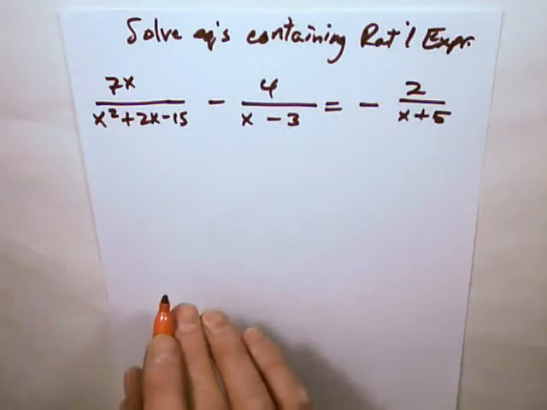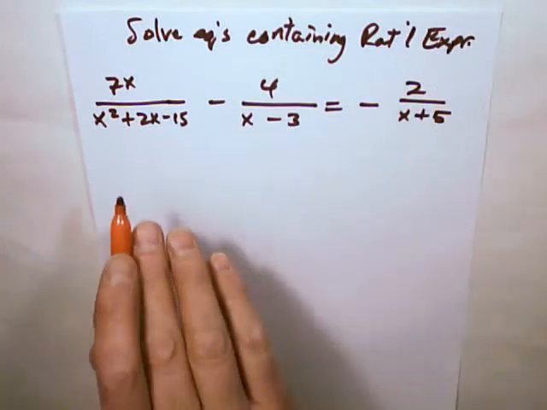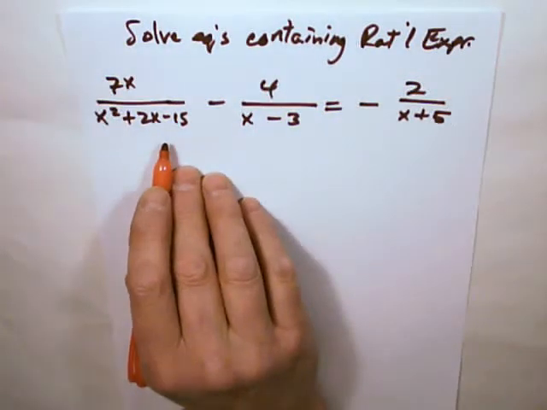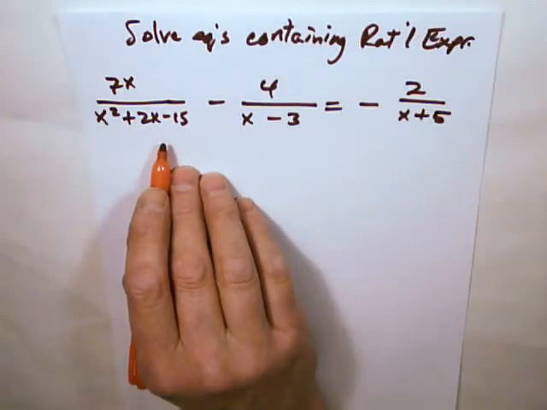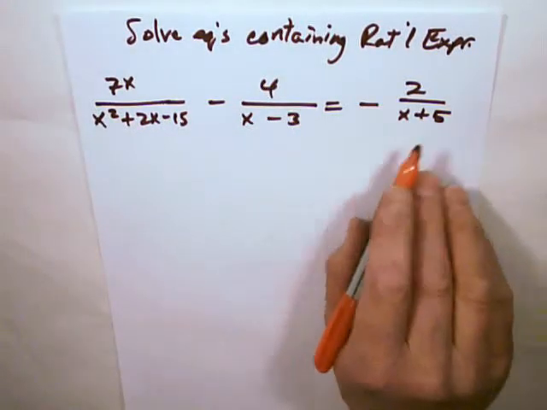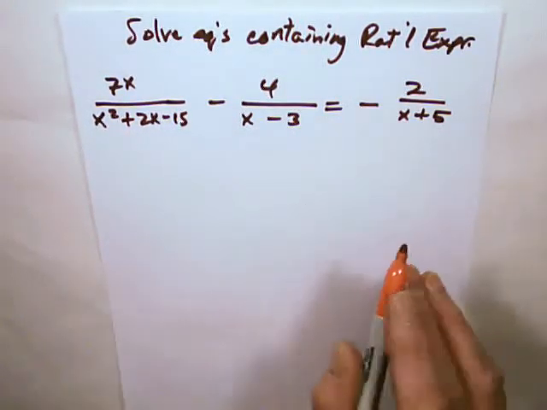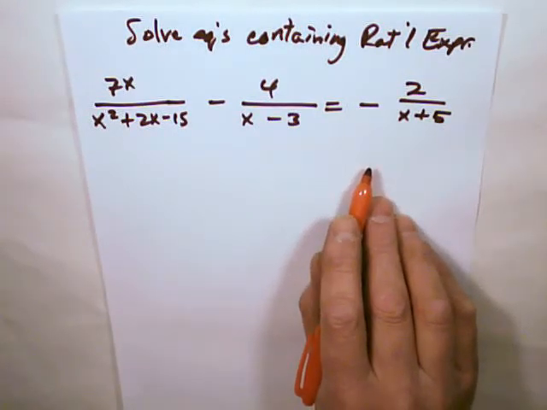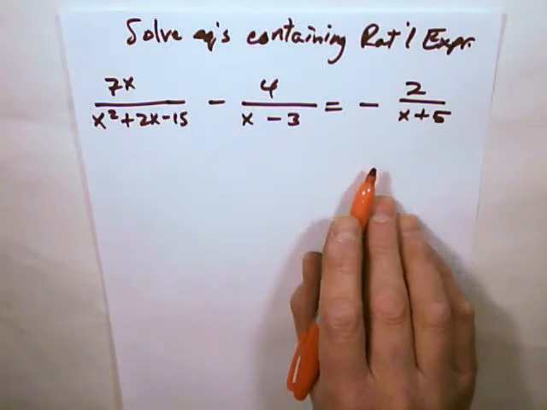Okay, now we want to solve an equation containing rational expressions. Now, if you're given an equation something like this and asked to solve for x, basically, at first look you might want to say, well, I have three rational expressions here. Let's get a common denominator, combine them, simplify, and see if we can do something. And that's not a bad approach. That would probably work, but there's a faster way to do it.